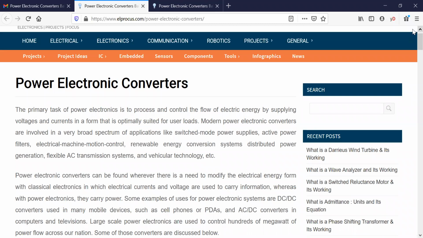So when we are talking about power electronics, it is a process that controls the flow of electrical energy by supplying voltage and current in a form that is optimally suited for user loads. And what loads are there? Three types of load: one is resistive load, another is inductive load, and the third is capacitive load.